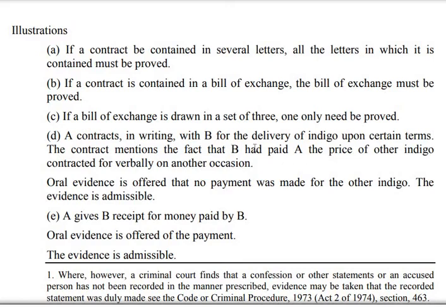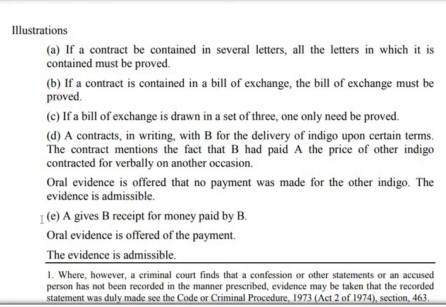A contracts in writing with B for the delivery of indigo upon certain terms. The contract mentions the fact that B had paid A the price of the other indigo. B had paid A the price of other indigo contracted for verbally on another occasion. Oral evidence is offered that no payment was made for other indigo. The evidence is admissible. And 59 is a broad directive provision, and it is not as mandatory and as rigid. So if you want to permit oral evidence, then it may be permitted. But if this statement was a term of the contract, in 91 it would not be allowed to be proved orally.